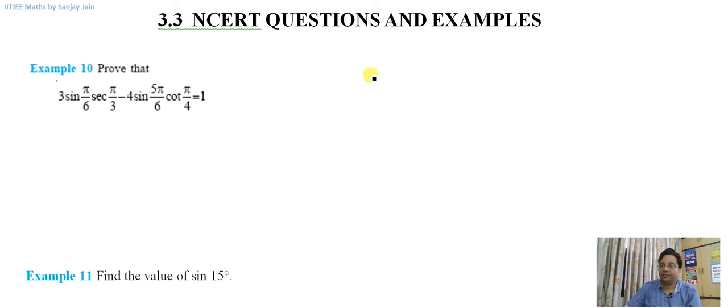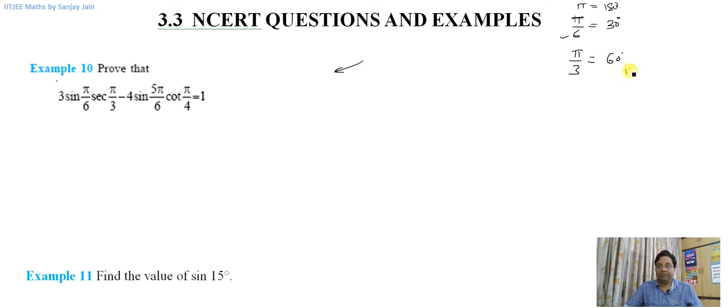Let us start NCERT questions and examples. Now in this question, example number 10 here, there are these angles, pi by 6, pi by 3. So you should be very comfortable with this, that pi by 3 is nothing but 60 degrees. So pi by 6 is nothing but 30 degrees, because pi is 180, right? So sixth of it will be 30 and third part of it will be 60 degrees.